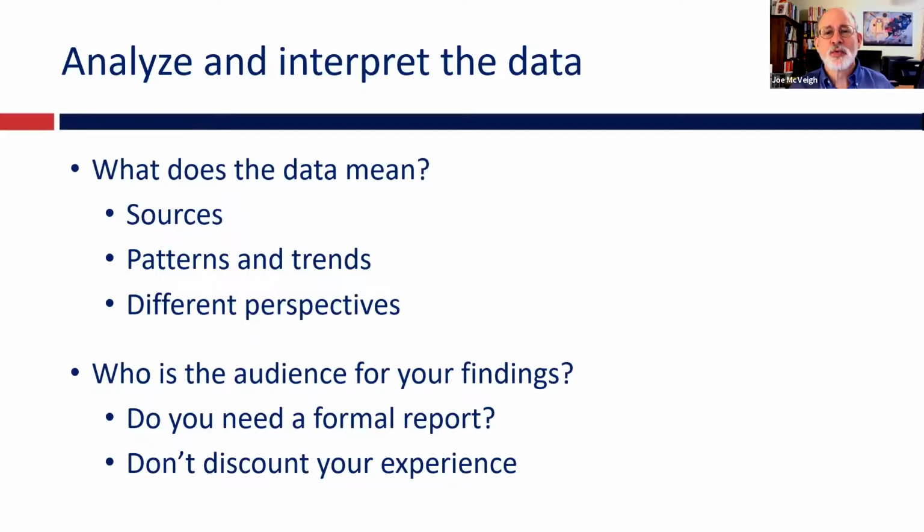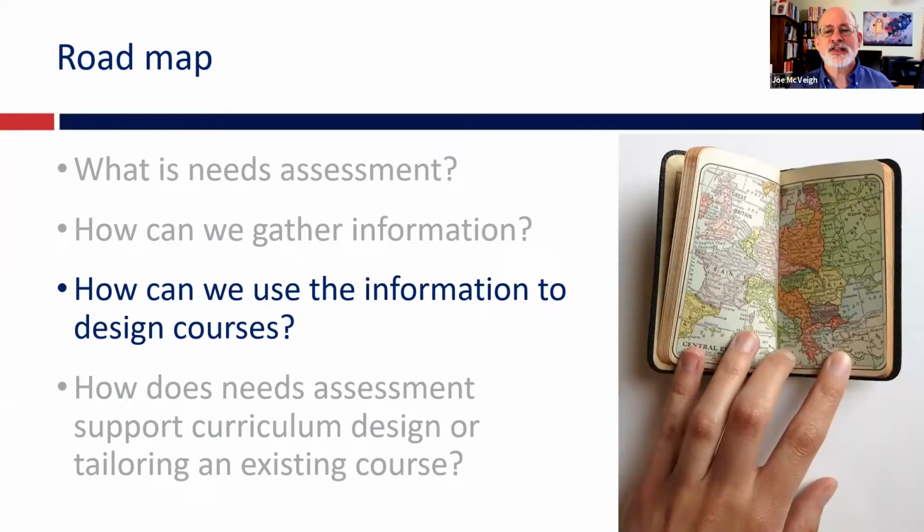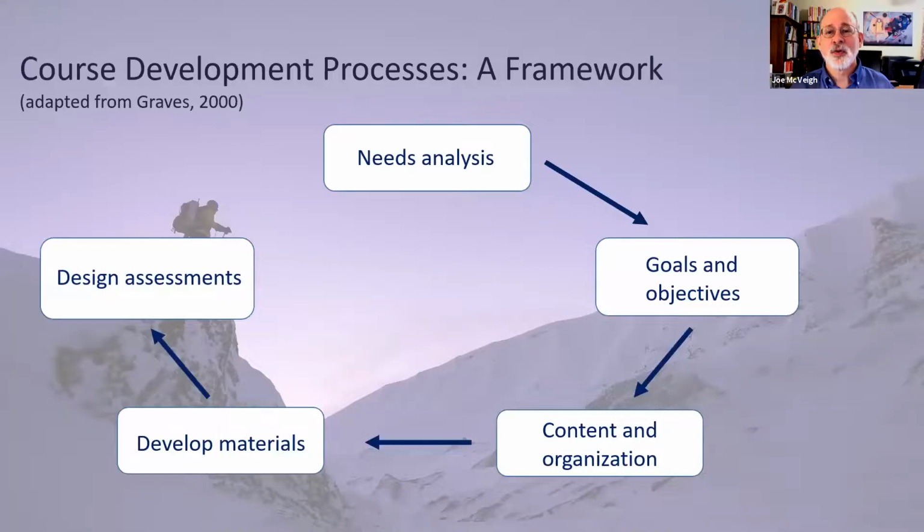So getting back to our roadmap, our next step is to think about how we can use this information to design courses. And in order to do that, I'd like to look at a framework of developing courses, which again comes from Kathleen Graves. And Graves suggests 5 steps in course development, starting with needs analysis, which we've been working on. And then once you have that information, formulating goals and objectives based on the needs of the students.